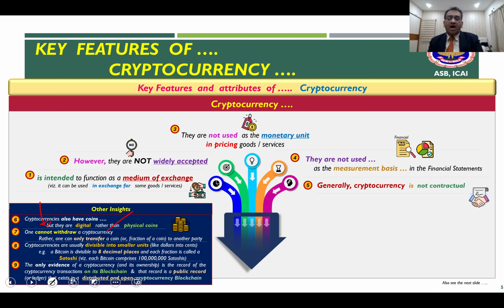The only evidence of holding or ownership of a cryptocurrency is the record of the cryptocurrency transaction in the blockchain technology, which we talked about. But there is nothing else beyond that. You can't hold it or touch it in the physical sense. These are some of the attributes which we should be aware of about what cryptocurrencies are all about. Now, what are the key players? Who are the participants in the crypto market?